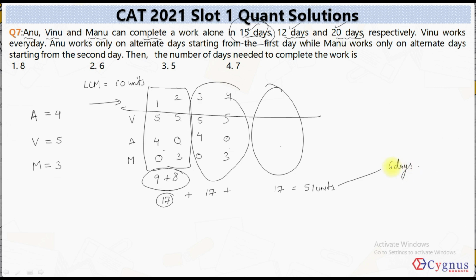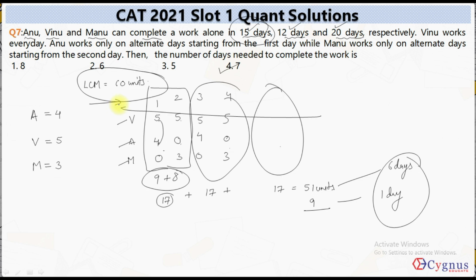In 6 days this much work is already done. Yes or no? What was the total work? 60. And they've already finished 51 units of the work here. Still 9 more units of work. 7th day, who will be working? Same pattern, Vinu and Anu. Manu will take rest. And I know that Vinu and Anu can do 9 units in one day. So the remaining 9 units of the work can be done by Vinu and Anu on the 7th day. Yes or no? They'll be able to finish the remaining work. So the total number of days required to finish the work if they'll work in this manner is 7 days. Again, this was a very easy question. This is also doable. Fine.